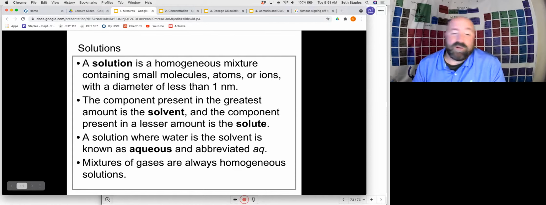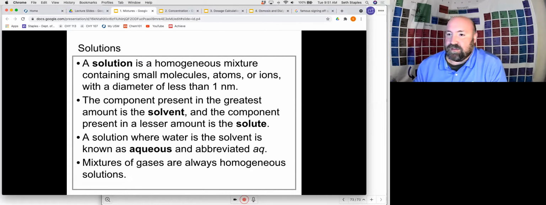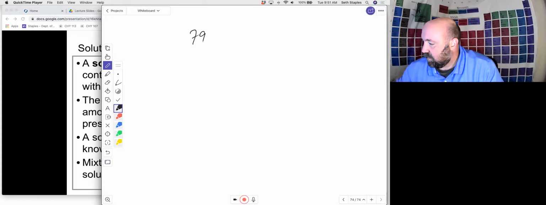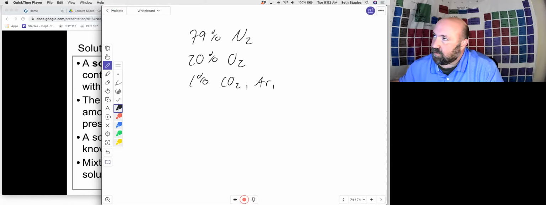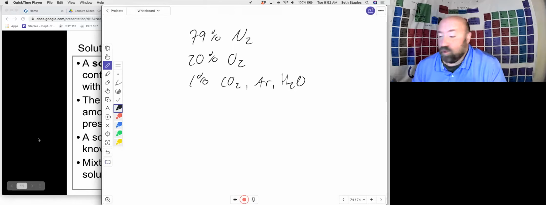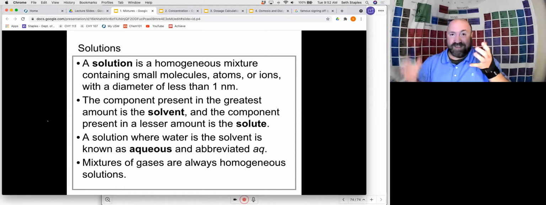Mixtures of gases are always homogeneous solutions. Always, always, always. And so you can think of the air that we breathe. I think I mentioned this maybe in a previous lecture, but some rough numbers are roughly 79% N2, and then around 20% O2. And the rest of that 1% are things like CO2, argon, and water vapor, certainly. So we have this mixture of gases, and we can absolutely think of the air that we breathe as being a solution of these gases. It's certainly a homogeneous solution because it's all evenly distributed.